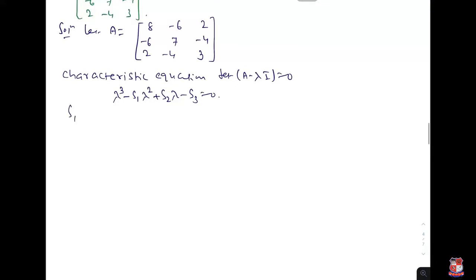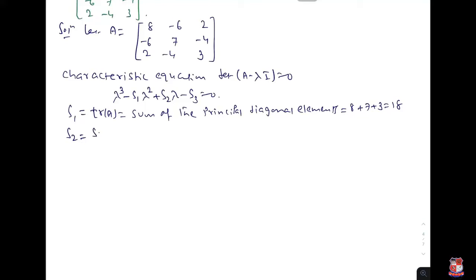Now we know what is s1. S1 is nothing but the sum of the diagonal elements, or you can say it is a trace of the matrix. That is sum of the principal diagonal elements. And that is 8, 7 and 3, and so it is 18.